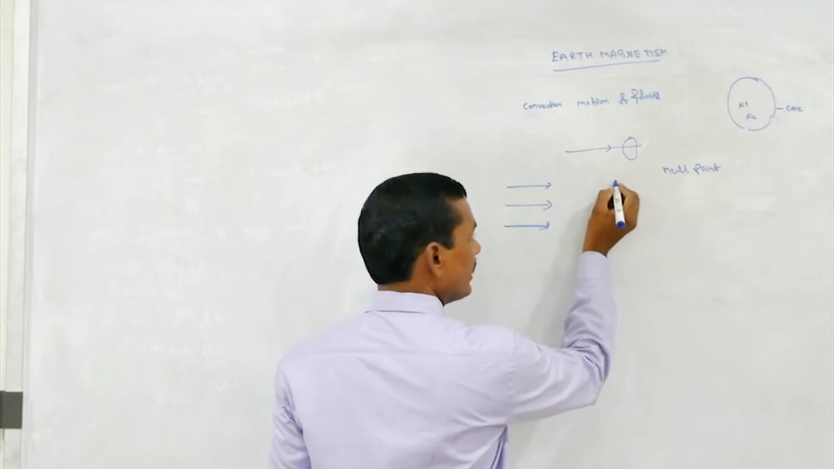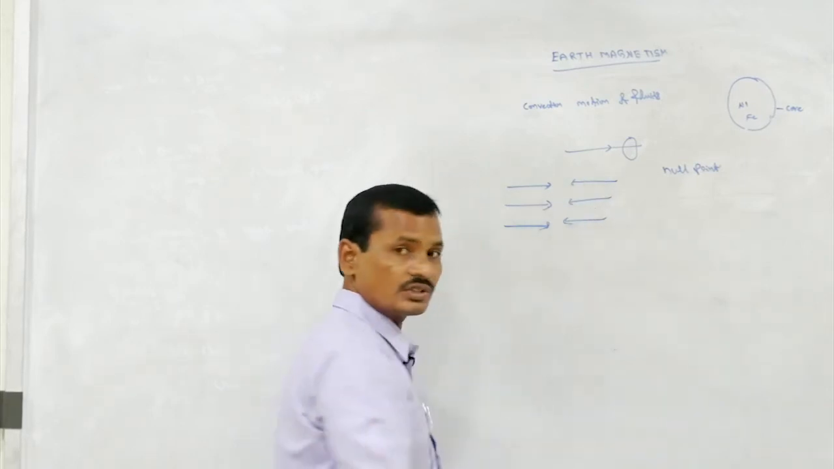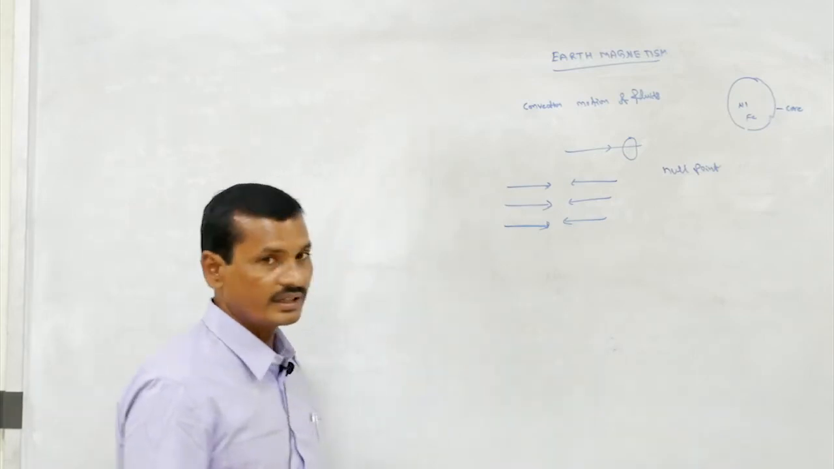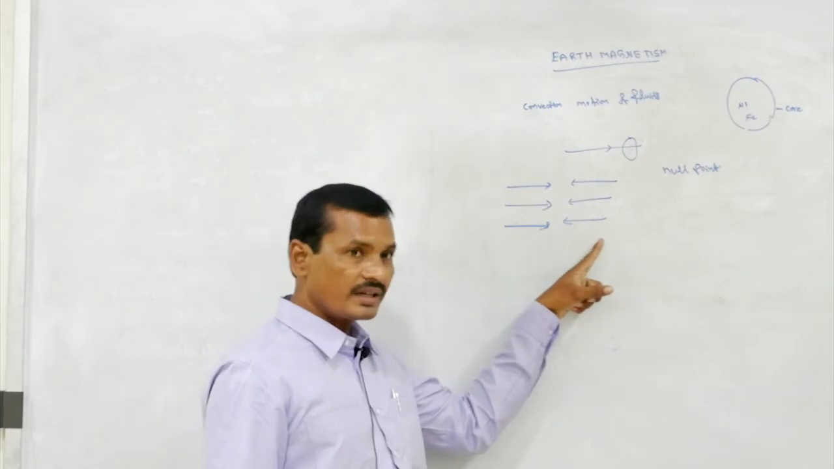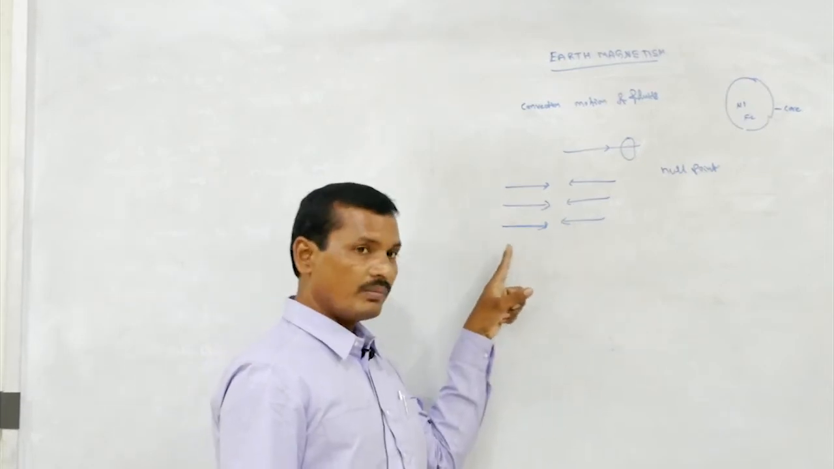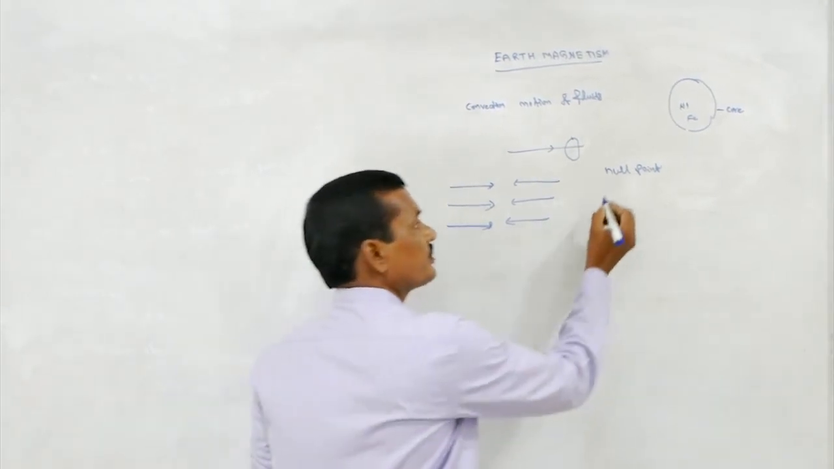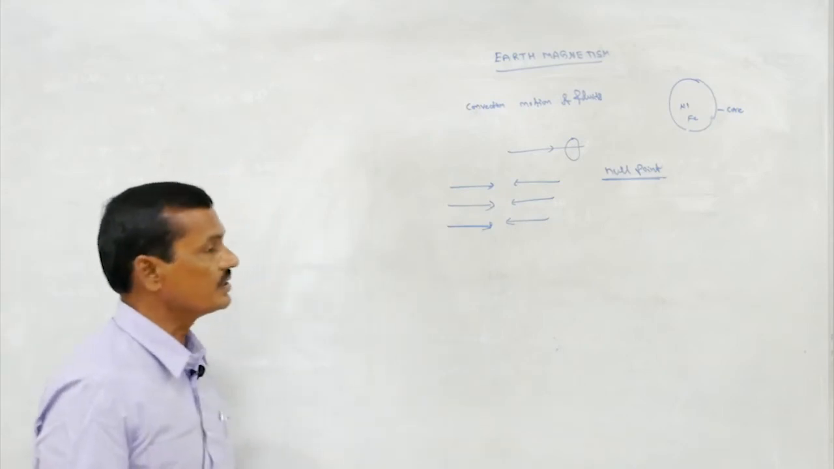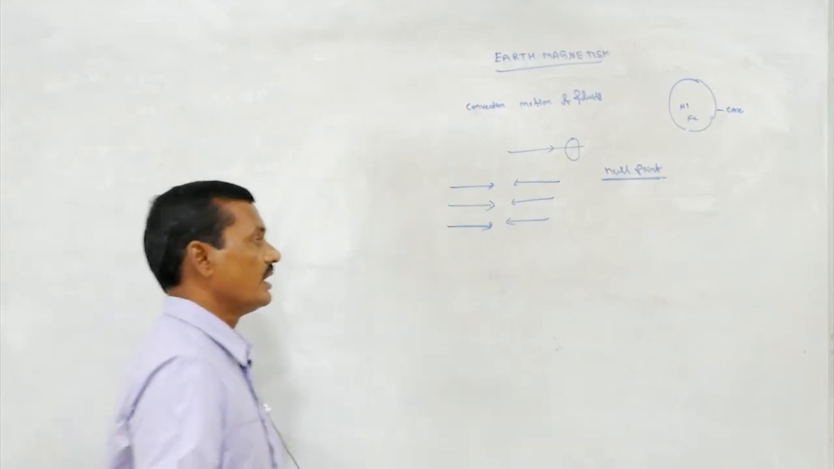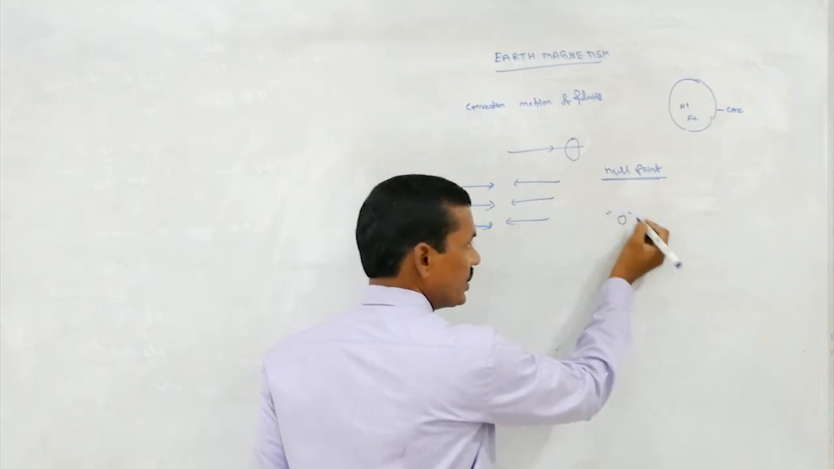In the same way, in this region, the earth also produces magnetic field lines. At this region, the earth's magnetic field lines and the bar magnet's field lines cancel each other. Hence, this point is called a null point. At null points, there is no net magnetic induction. Net magnetic induction is zero.